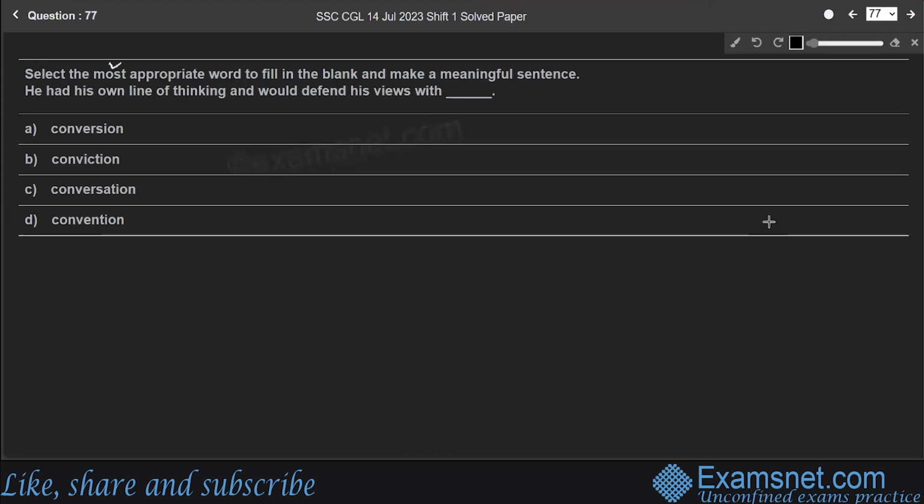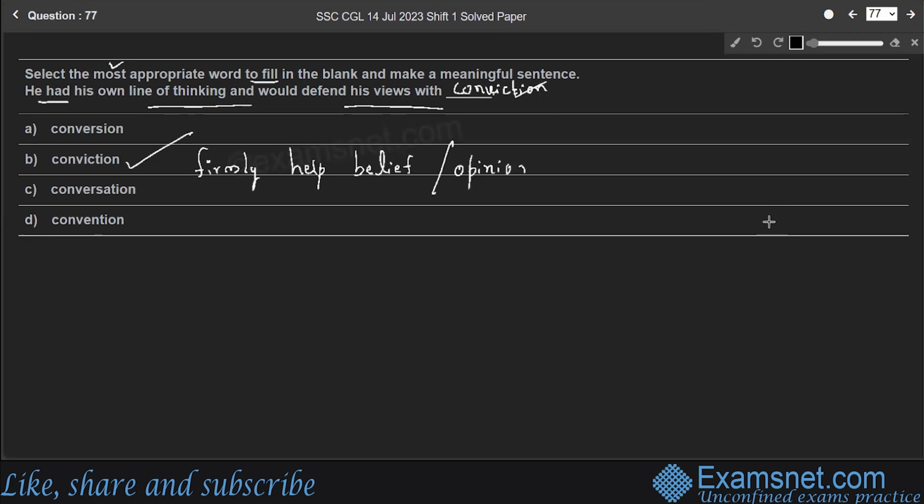Question 77. Select the most appropriate word to fill in the blank and make a meaningful sentence. He had his own line of thinking and would defend his views with dash. So here the proper word is conviction, option B, right? So would defend his views with conviction. Here the word conviction means a firmly held belief or opinion. Firmly held opinion, right? As he had his line of thinking, he defends his views. So conviction is the correct word, right?